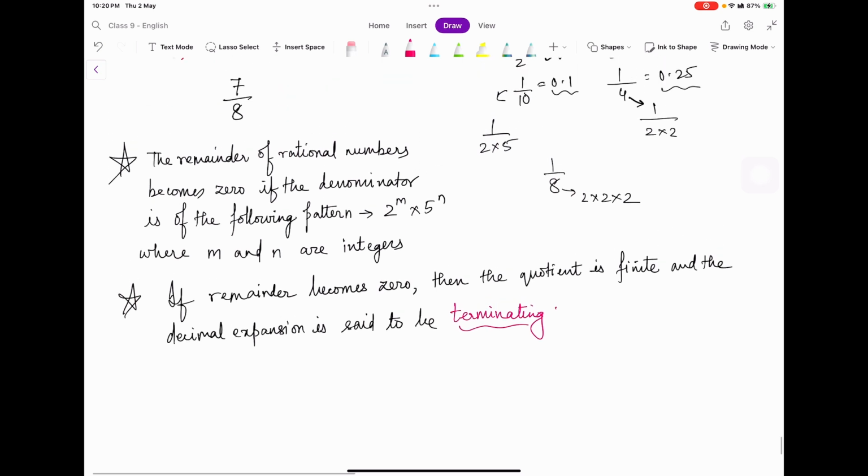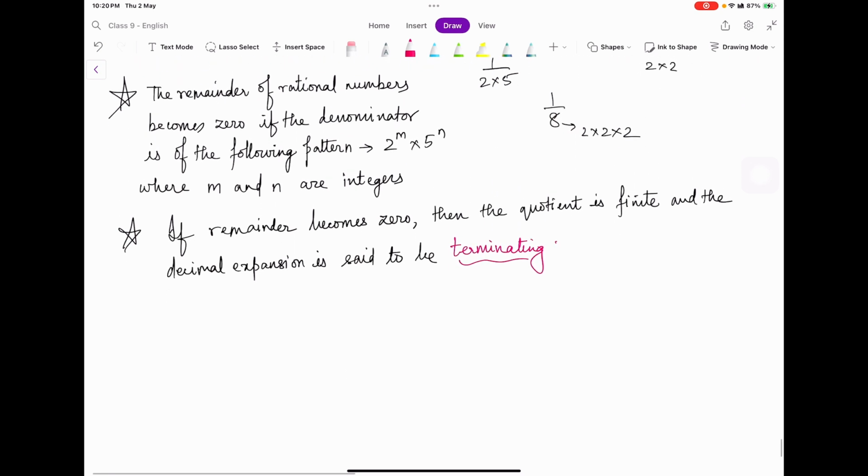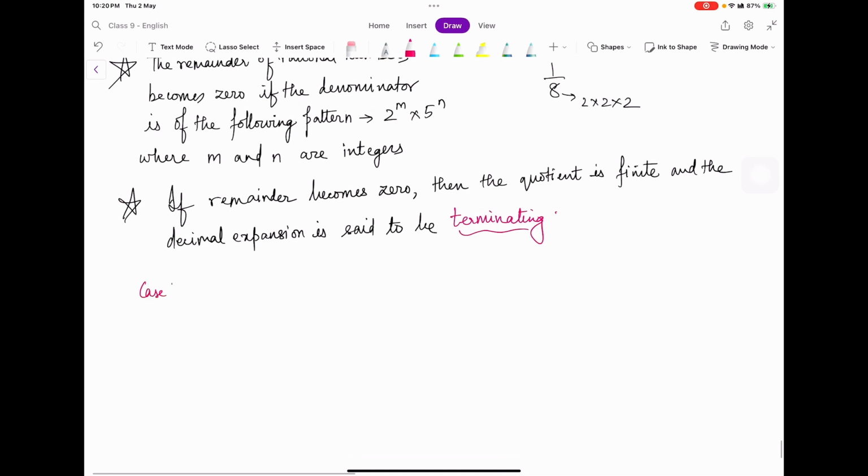The second case, okay, case 2. Two types of cases were there. Case 2: the remainder never becomes 0.